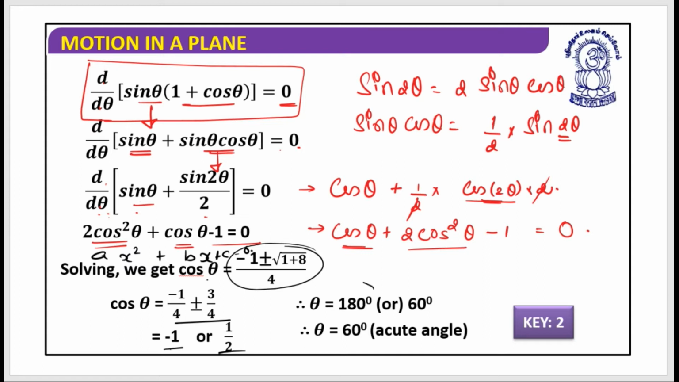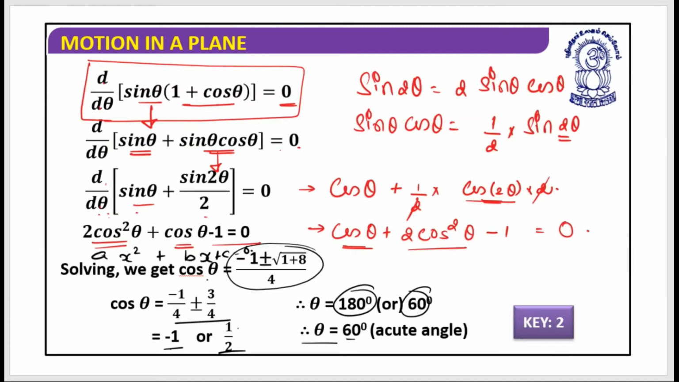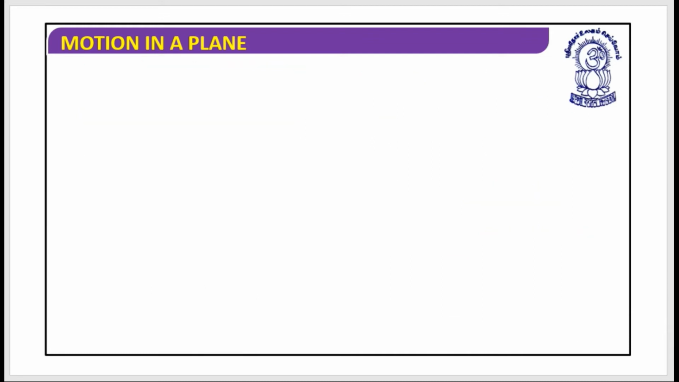So cos theta equals minus 1 gives 180 degree, and cos theta equals half gives 60 degree. But according to the data, you require an acute angle. That means theta equals 60 would be the correct answer. I hope you did it. Did you understand this? A very, very good question, and a very logical question, which covers multiple concepts at the same time. Is it clear? Great.